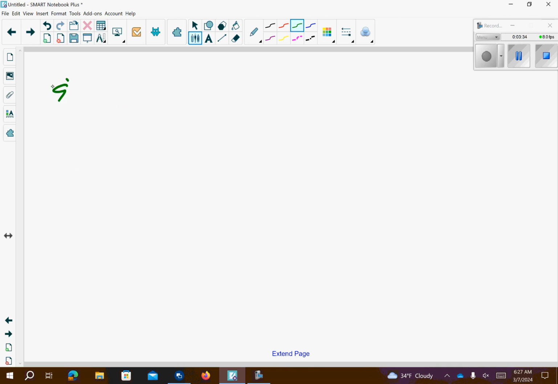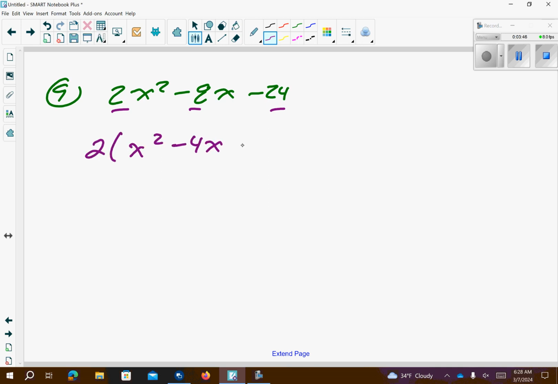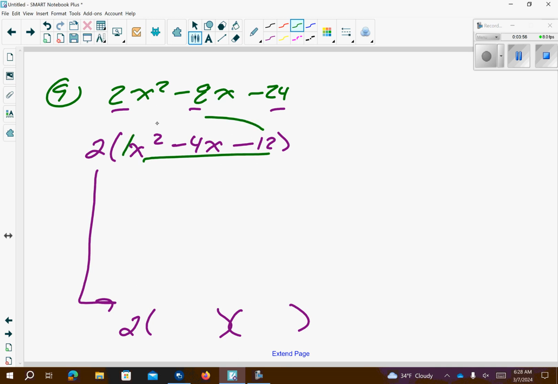Number 9, we have 2x squared minus 8x minus 24. So I have a greatest common factor because I can factor a 2 out of all those first. So this 2 is going to come down here. Let's go ahead and factor this out. I need to put a 1 out front. I get negative 12. The factors of negative 12 that add to negative 4, I believe you can do 2 and 6. You're going to have a positive and a negative, so it'll be a negative 6 and a positive 2 with x's on both.